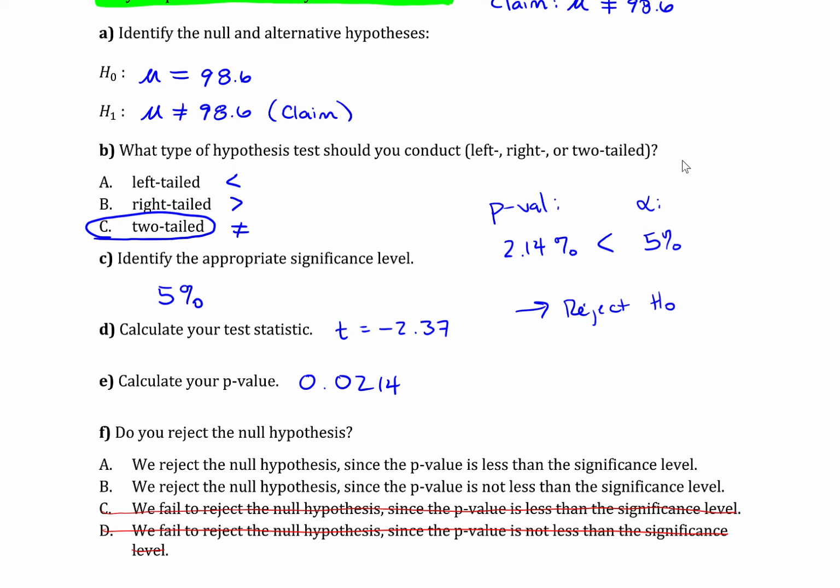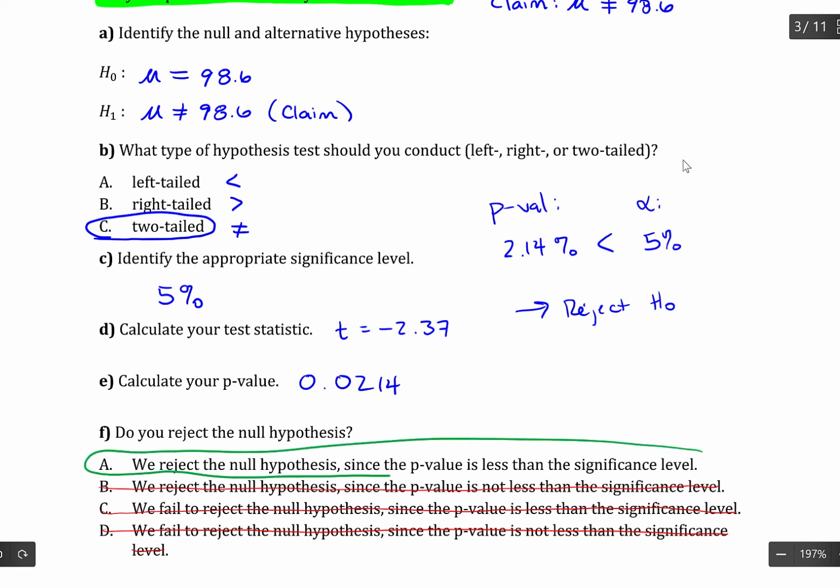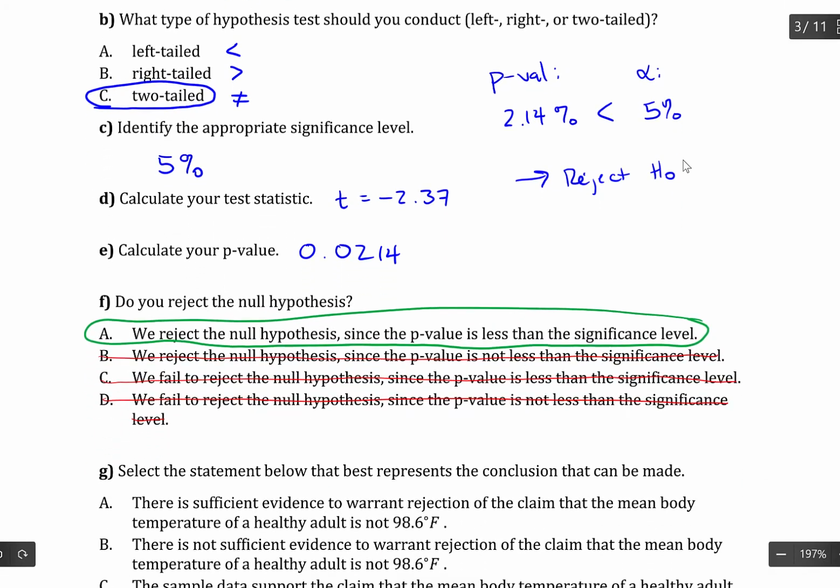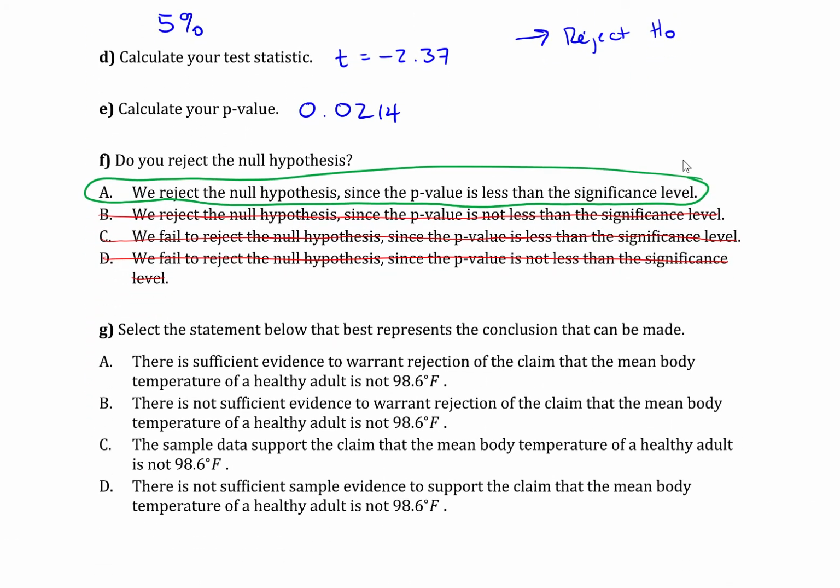The first two do say reject, but the second one says because the p-value is not less than the significance level, and that isn't true. So A is the option that we want in this case. So we reject the null hypothesis since the p-value is less than the significance level. So that's our decision. Then we come down to the interpretation.